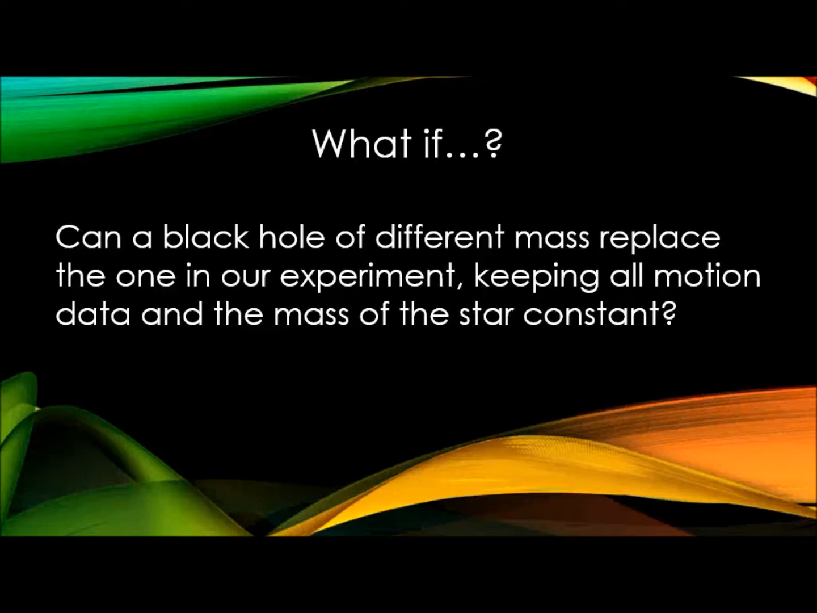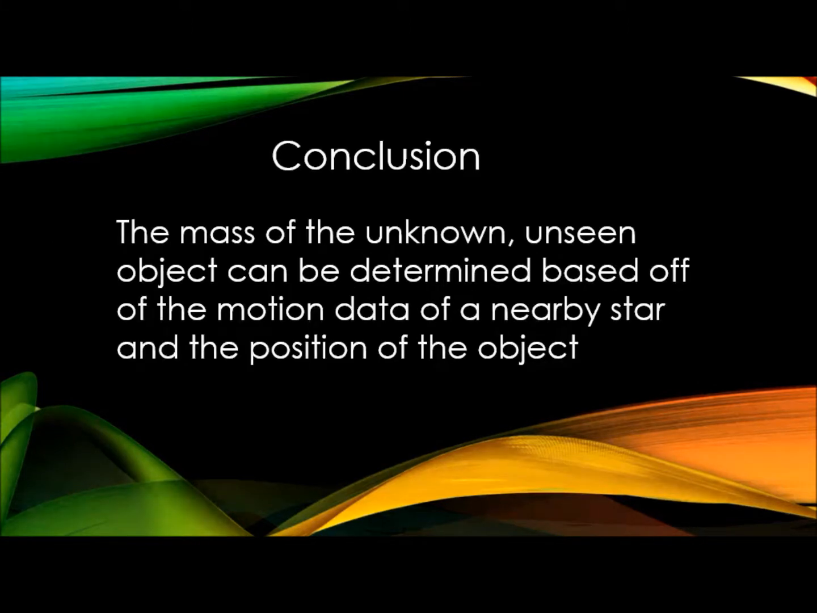For the what-if question, if we replace the black hole with a black hole of a different mass, then the motion data will not be the same. This means that any black hole placed in the same position, acting on the same star in the same way, will have the exact same mass. In conclusion, the mass of the unknown unseen object could be determined based off of the motion data of the nearby star and the position of the object.